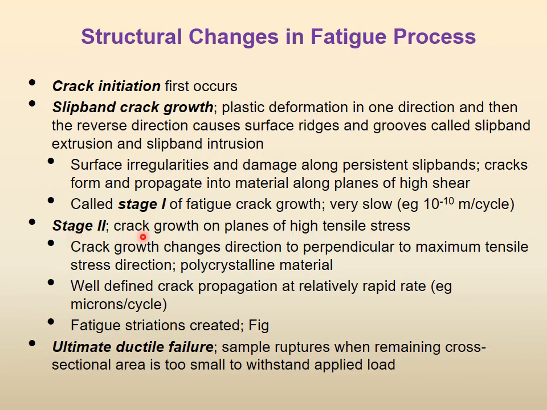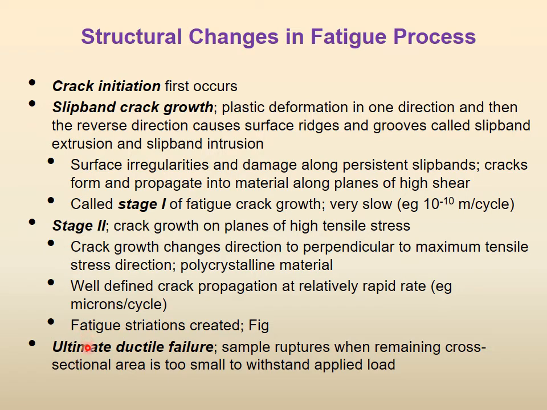Then there is stage 2, crack growth on planes of high tensile stress. Crack growth changes direction to perpendicular to the maximum tensile stress in polycrystalline material. Remember when we were describing cup and cone fracture, we told you that this is the crack surface, this 90-degree direction is there, but when you are going close to the end, then you take a 45-degree line. So that is there. Well-defined crack propagation at a relatively rapid rate, at some microns per cycle. This was 0.1 micron, this is several microns per cycle. So this is stage 2.